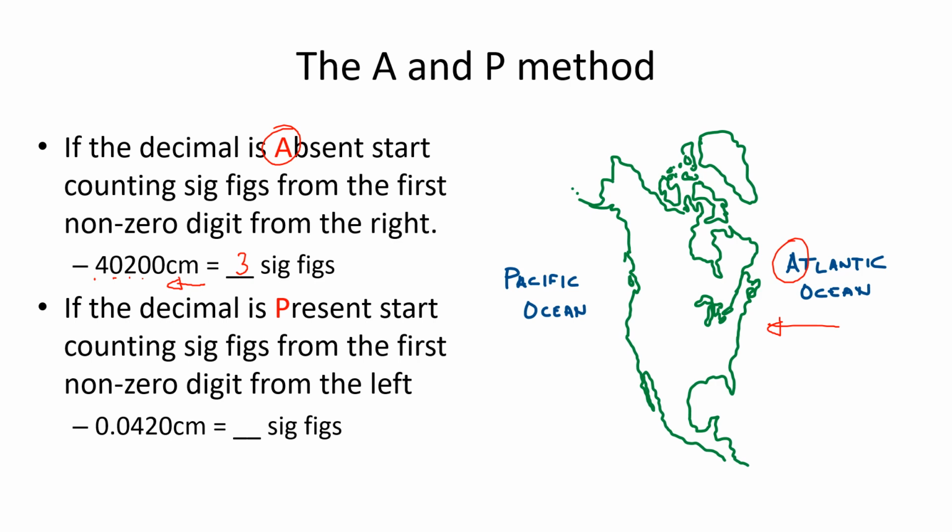If the decimal is present, you're going to start from the Pacific side and go to the right. And you do the same thing. So you start over here. That's a 0, that's a 0. Not a 0, yay. 1, 2, 3. You just go until you run out of digits. Also 3 significant digits or 3 significant figures. Figs or digs, your choice.